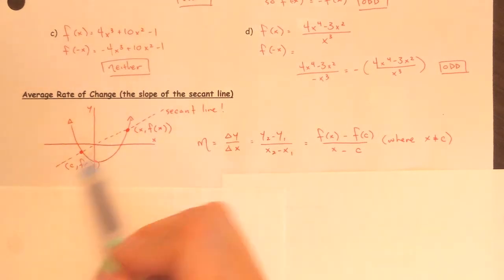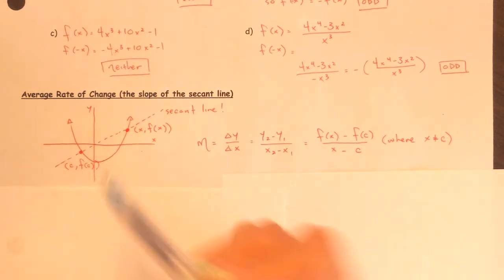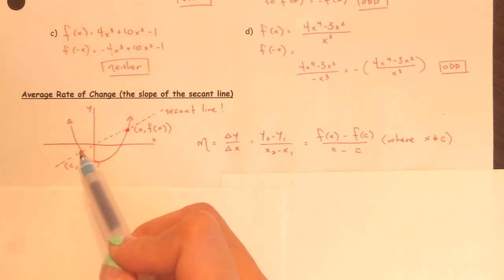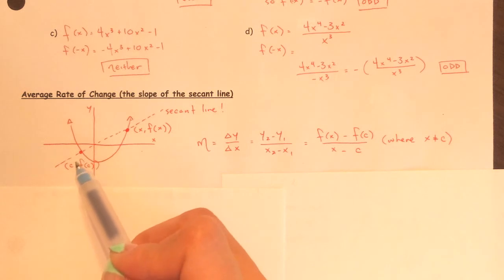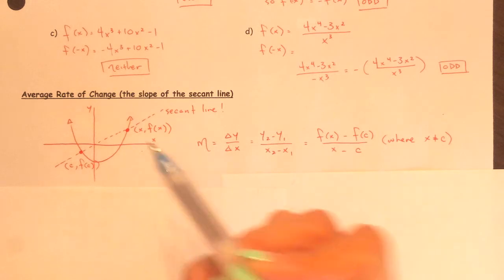So the slope of a secant line. What's a secant line? A secant line goes through a curve at 2 places, basically. So that's a secant line right there. So I'm calling this C. So this is my x value, right? But I'm calling it C, comma, f of C. And then this I'm going to call x, comma, f of x, okay?